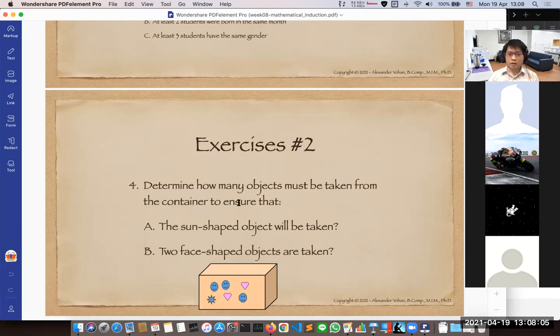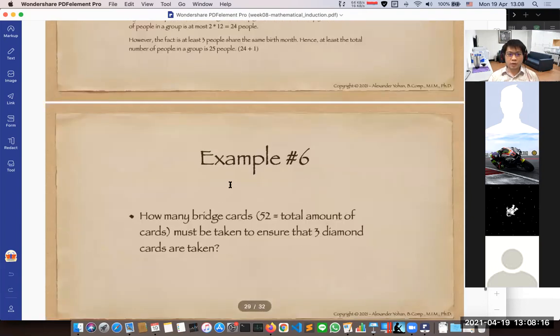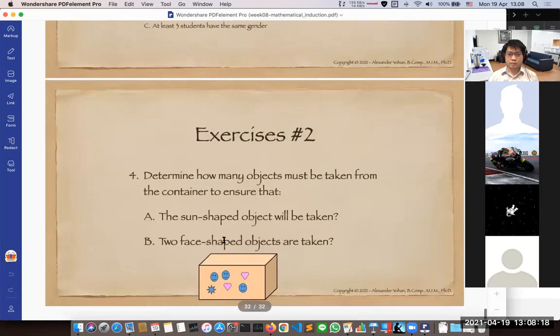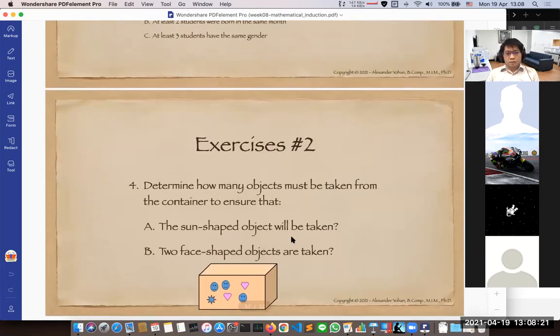Actually, for number 4 here in exercise 2, it's not really about the pigeonhole. It's more like a logic question, right? Yes. It's similar to this bridge card example. Is it connected between A and B? If it's connected, the sun shape will be taken, so for B, the sun shape is already taken, so there's only 5 remaining in the box. So it will be a different story, a different case outside of this topic.